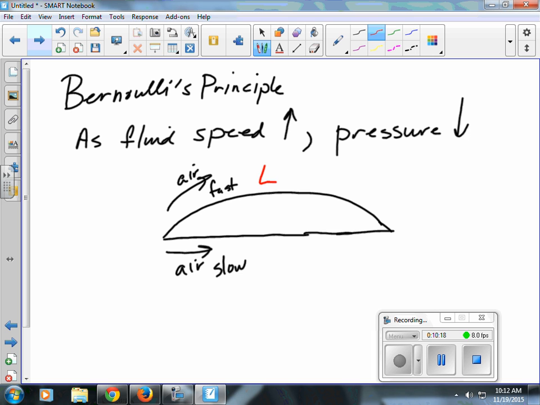You got low pressure here, and everything, force always goes from what to what? Is the force gonna push this way or that way? Push up, from high to low pressure, right? What do we call this force? Lift.